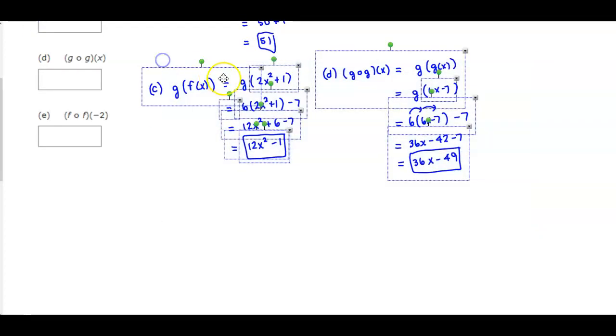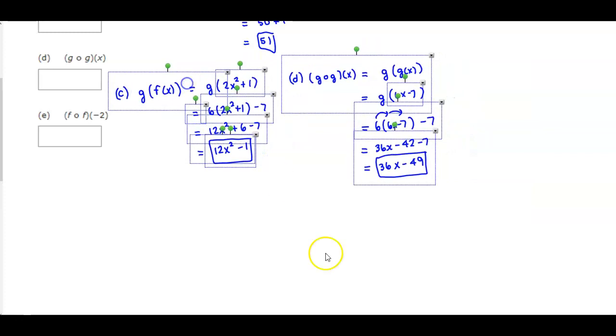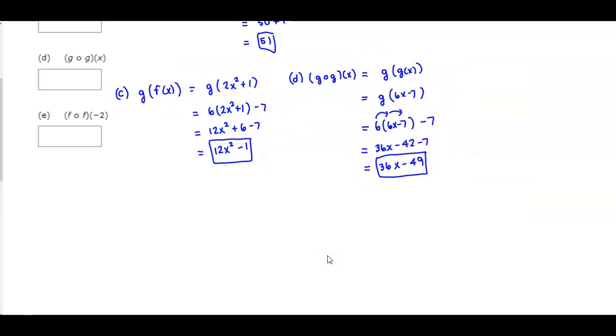Okay, let's take a look at the last one here. So the last one is part E. So we want to find f composite f of -2. So the definition states that we need to take f of f of -2. So the first thing we need to do is plug in -2 into the function f.